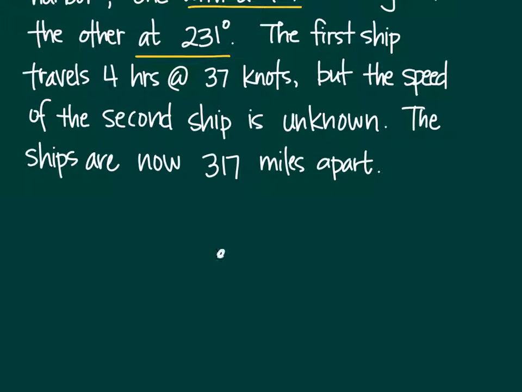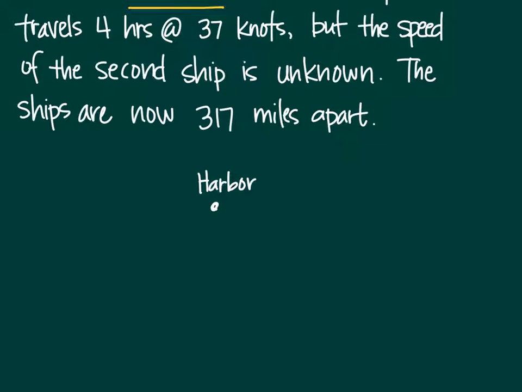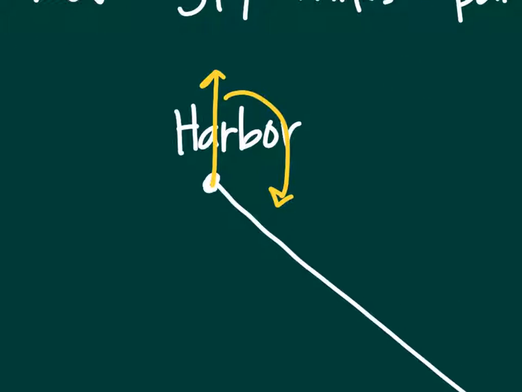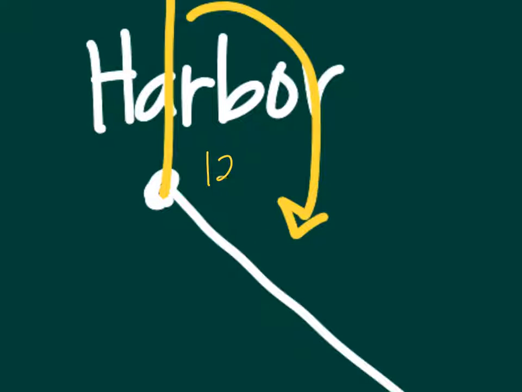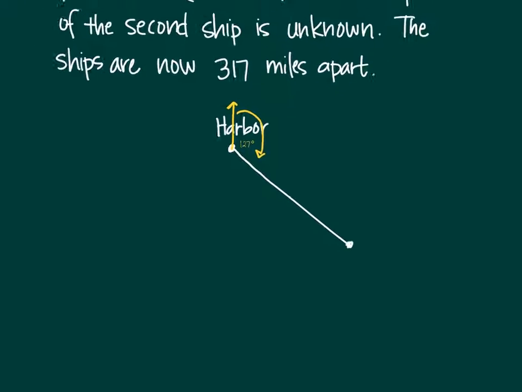Let's put our harbor right here, and let's head out at a heading of 127 degrees, southeast-ish. So we're going to head out in a southeasterly direction. And remember, bearing is always starting from north, measuring out until we get to that line, that hypotenuse line. And so that is our 127 degrees.